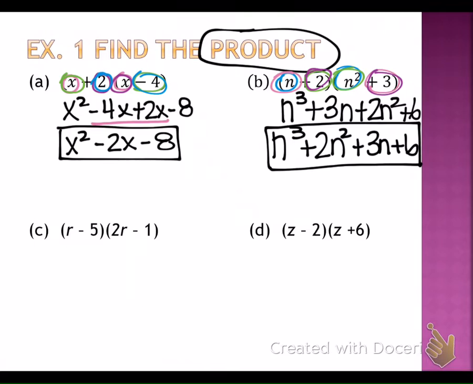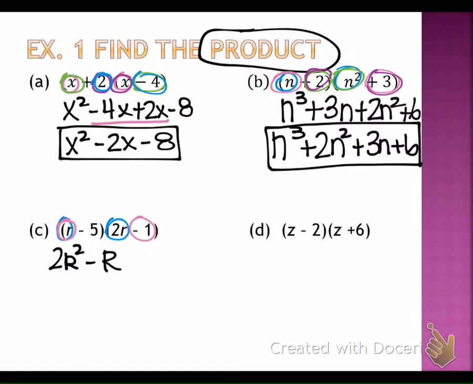Now, I want you to take a minute. I want you to add letter C to your notes, and I want you to work it with your partner. All right, Claire, the F in FOIL stands for what? First. So what did you multiply together first in letter C? Okay, so what is R times 2R? 2R squared. Awesome. All right, Gage, the O stands for? Outside. Outside, and what are my outside terms? R and negative 1. Which gives me, when I multiply? Negative R. Negative R, negative 1R.